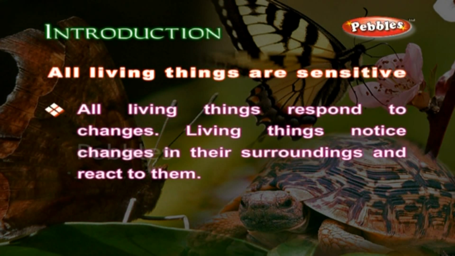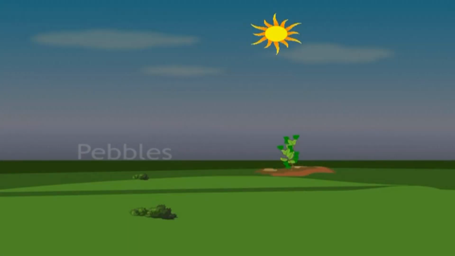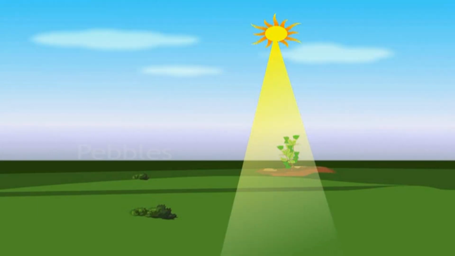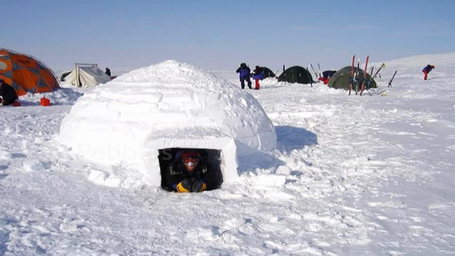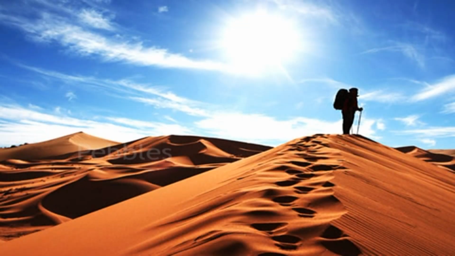All living things are sensitive. All living things respond to changes. Living things notice changes in their surroundings and react to them. Example: plants grow towards the light. People react to the temperature around them.